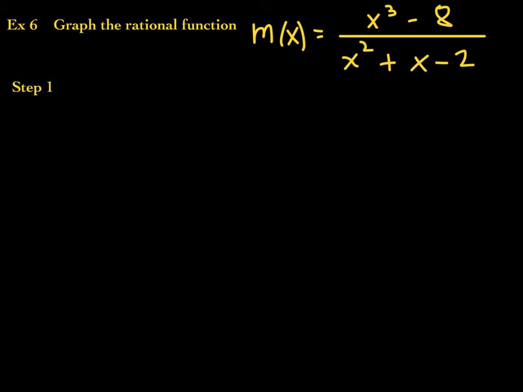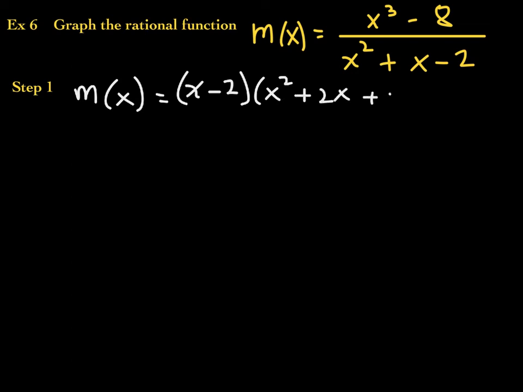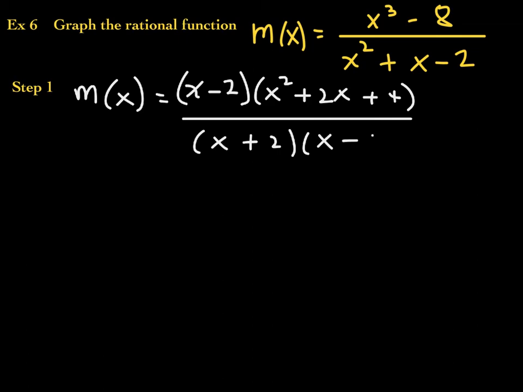The numerator is a difference of 2 perfect cubes. If you need a reminder of how to factor a difference of 2 cubes, you may need to look that up or reach out to me. I could show you how to factor a difference or a sum of 2 cubes. I would love to show you that. But it factors like this. All right? And then the denominator factors as x plus 2 times x minus 1.